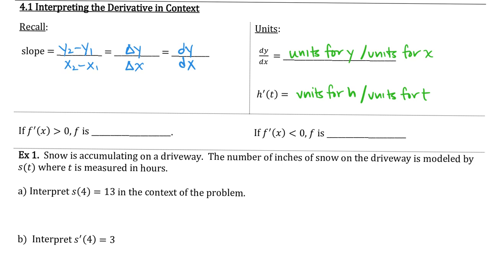If f prime of x is greater than 0, that means the slope of f is positive, so f is increasing. If f prime of x is less than 0, that means the slope of f is negative, so f is decreasing.